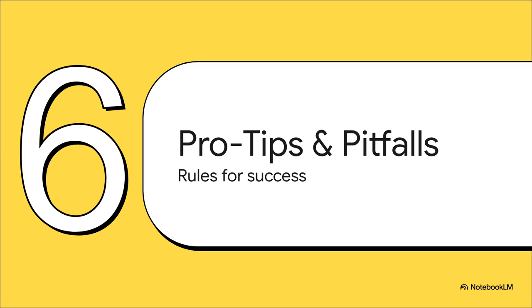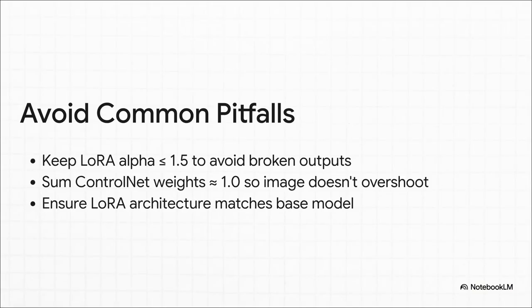Now, setting all this up sounds amazing, but things absolutely can and do go wrong in the real world. Section 6, Pro Tips and Pitfalls. First up, do not overscale your LoRAs. The alpha multiplier is basically your strength knob, dictating how strongly the LoRA affects the image. Pushing it to 2 or 3 is a common rookie hack that just results in these deep-fried, completely broken outputs. Keep that alpha under 1.5.